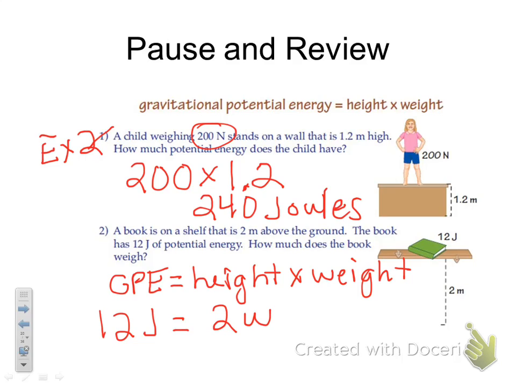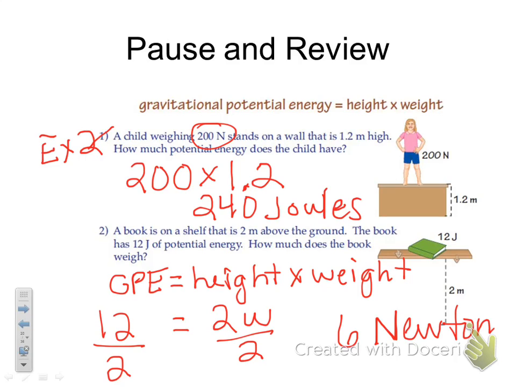I've got it set up: 12 joules equals 2 times the weight. What are we going to have to do, my algebra whizzes? All right, Jalen, what you got? You got to divide both sides by 2. So what is the weight of this book? 6 newtons. Thank you for using your units.